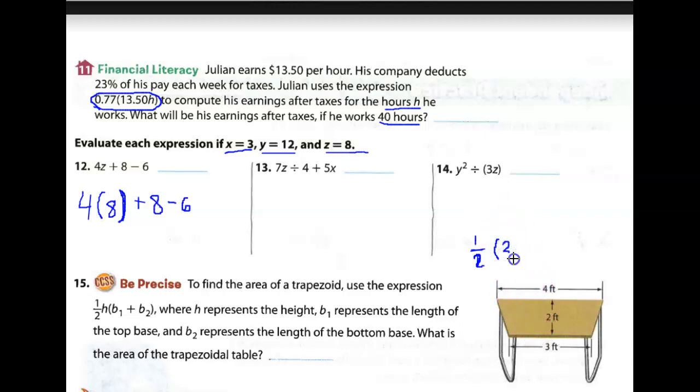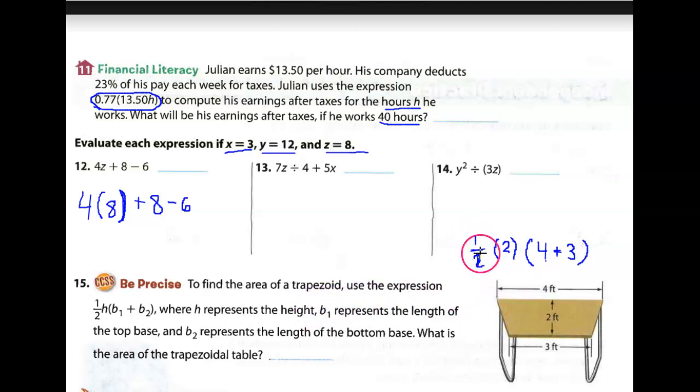So 1/2. My pencil is just lagging for some reason. Times 2. And then I do whatever's in my parentheses, which is base 1 plus base 2. So base 1 is my top base, which is 4, plus, oh my gosh, this is frustrating writing like this, plus 3. So this is my equation. If you solve that, you'll have your answer.